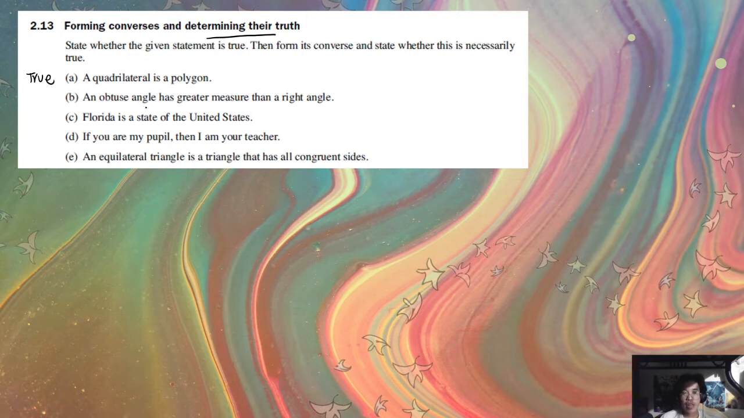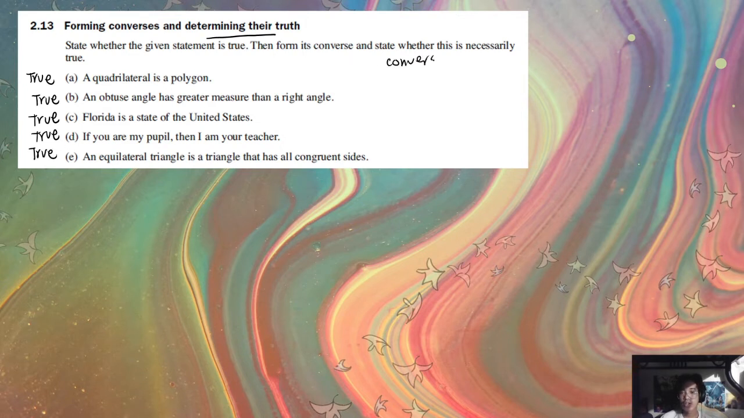An obtuse angle has greater measure than a right angle. This is true. Florida is a state of the United States. This is true. If you are my pupil, then I am your teacher. That is also true. An equilateral triangle is a triangle that has all congruent sides. So this is true.